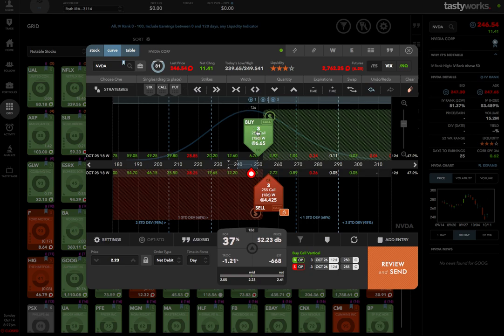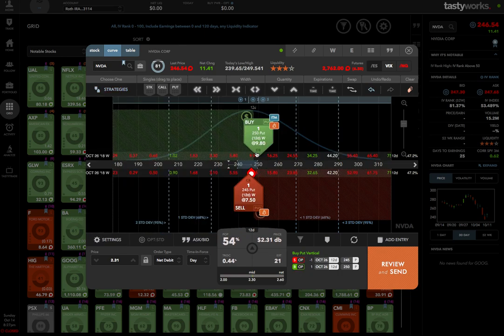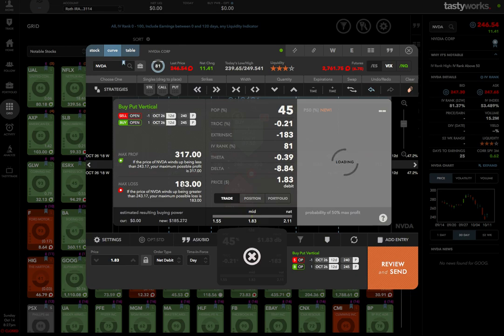Same thing goes for a vertical put spread. If you wanted to do a vertical long put, you would go two out of the money, two in the money, so 245 put and 240. If you think it's going lower, you'll see I've got a $5 spread here, 240, 245. It's going to cost me $183, so it's cheaper. It's only going to cost me $183, and my max profit is $317.